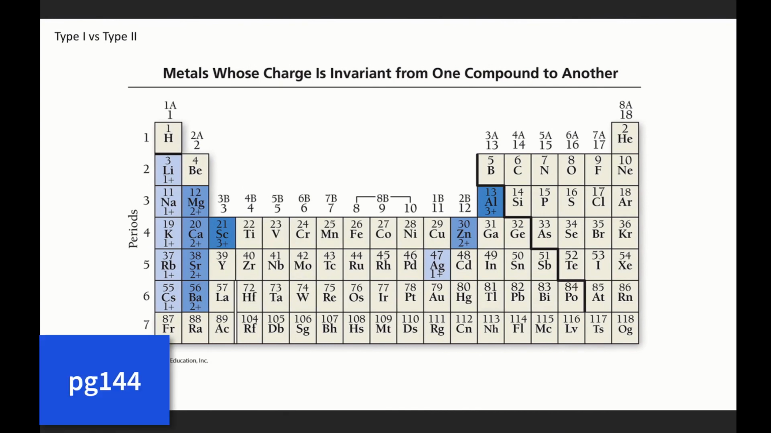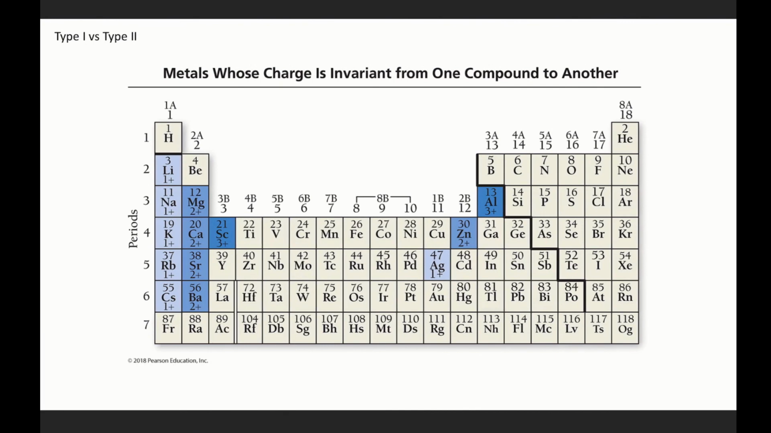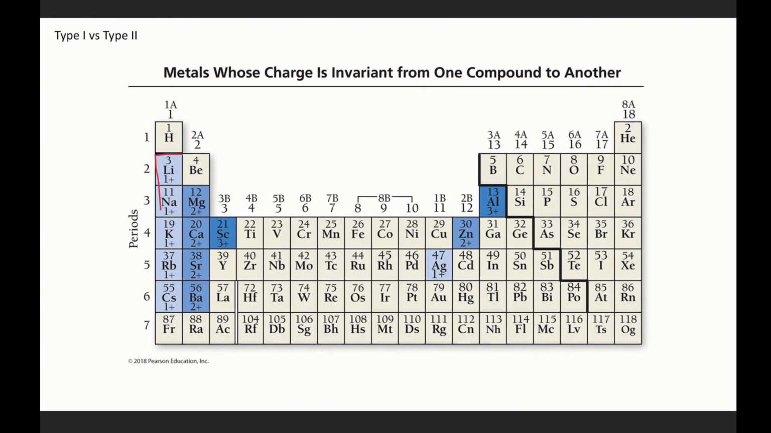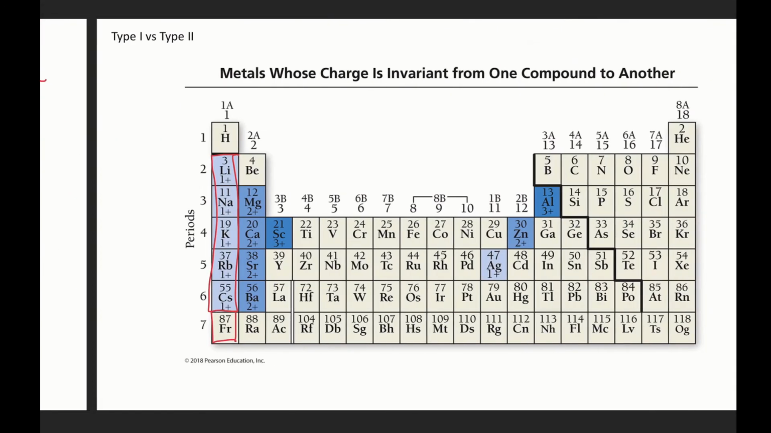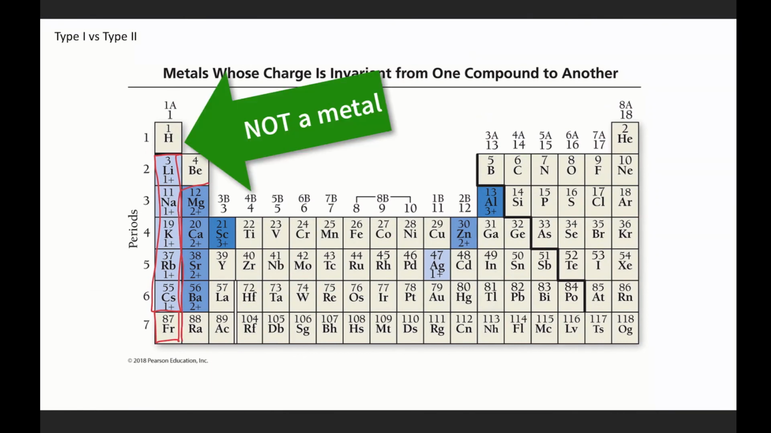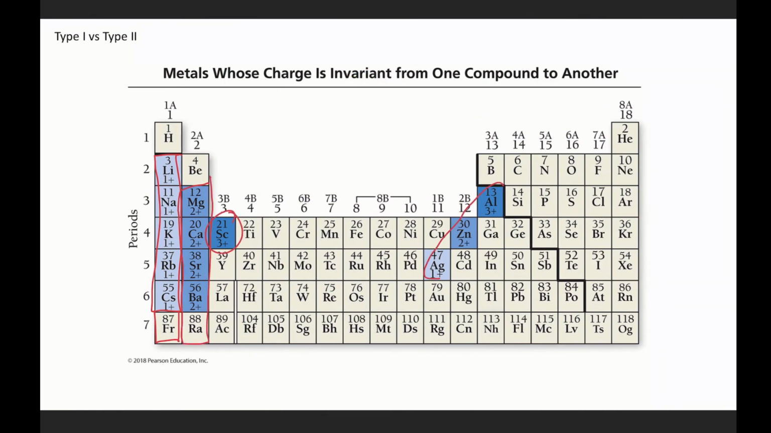I forget which figure it is, but it's in your book. And it tells you that hydrogen, your group 1 metals, and we'll go ahead and include francium there, your group 2 metals, and we'll include radium there, scandium, and then these three right here all have a fixed charge.